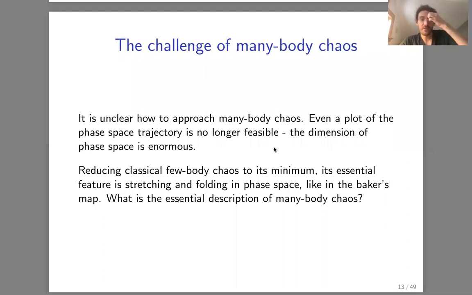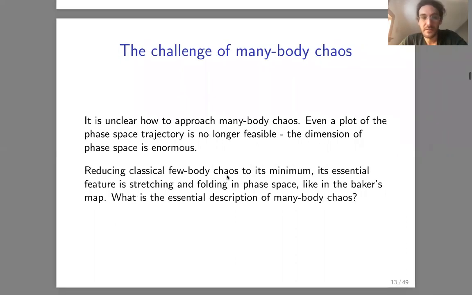And so we seem to be struggling in stating what's the essential feature, because it's not clear that it's still stretching and folding like it was in the Baker's map. And that's a challenge.